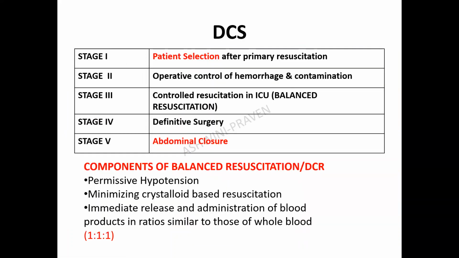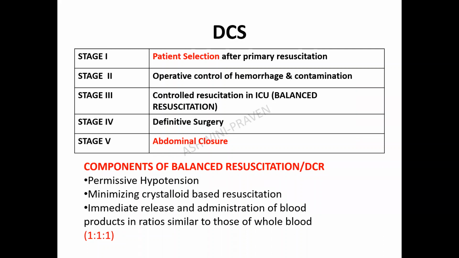So, 5 stages of BCS. Stage 1: patient selection after primary resuscitation. Based on the previous slides, you have to do patient selection very carefully. Based on that, you have to do a primary resuscitation. Resuscitation should take place in the operation theater as much as possible. If you have decided to shift the patient to OT, shift the patient as early as possible and start primary resuscitation with crystalloids, or much better with blood products, in the operation theater itself. So much of the resuscitation should happen in the operation theater for stage 1.